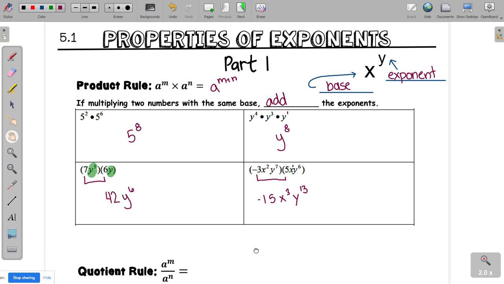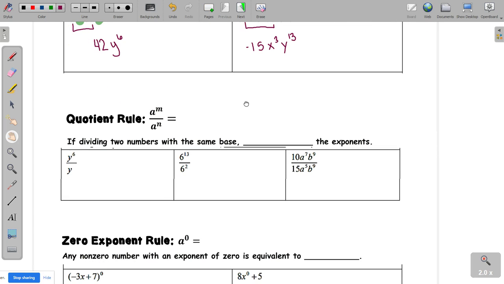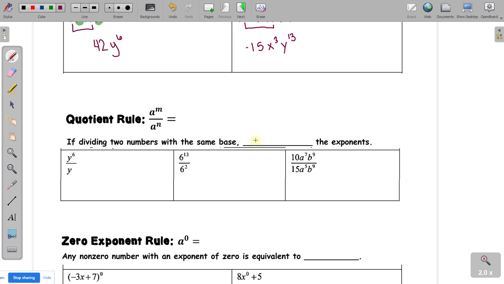Now let's look at the quotient rule. When you're dividing two numbers with the same base, you're going to subtract the exponents. So you keep the same base and you subtract your two exponents. So we have y to the 6th divided by y. We have that invisible exponent of 1. 6 minus 1 is 5, so our answer is y to the 5th.